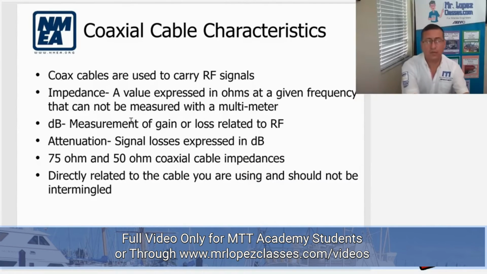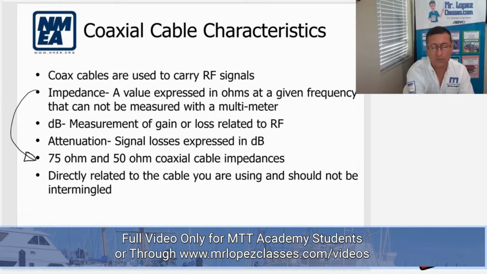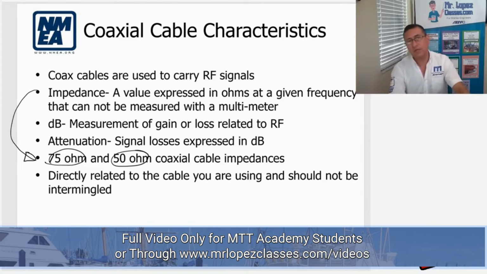In relation to impedance, we talk about the impedance. Those are the most common impedances in marine coaxial cables. We are going to use 75 ohms and 50 ohms. Both of them are commonly used in marine applications. Depending on where the cable is and what its function is, we are going to use 75 or 50 ohms. I'm going to explain later with a particular example.